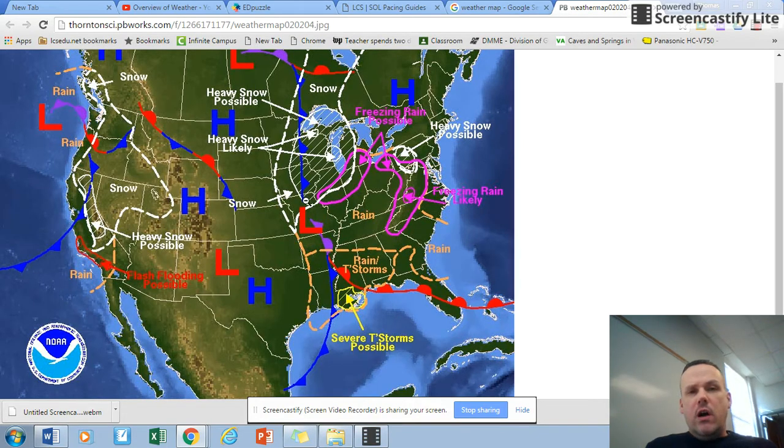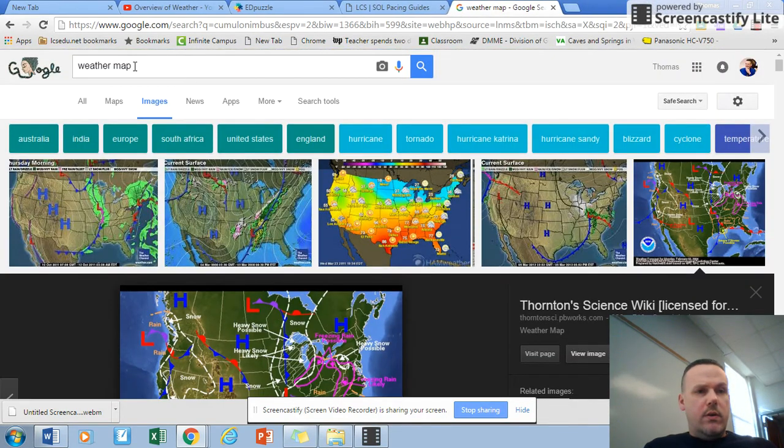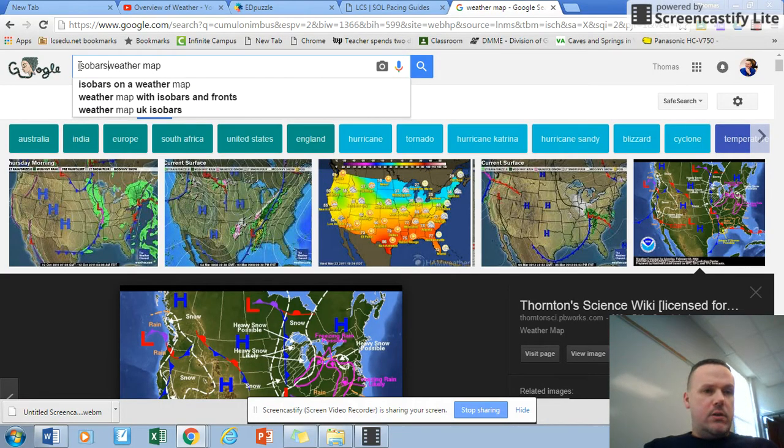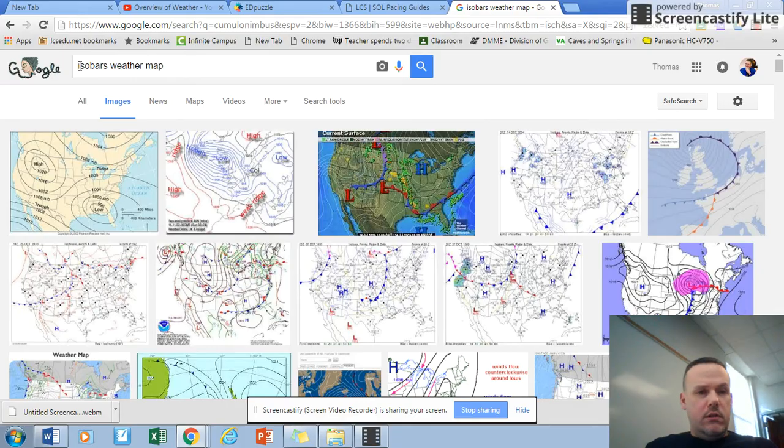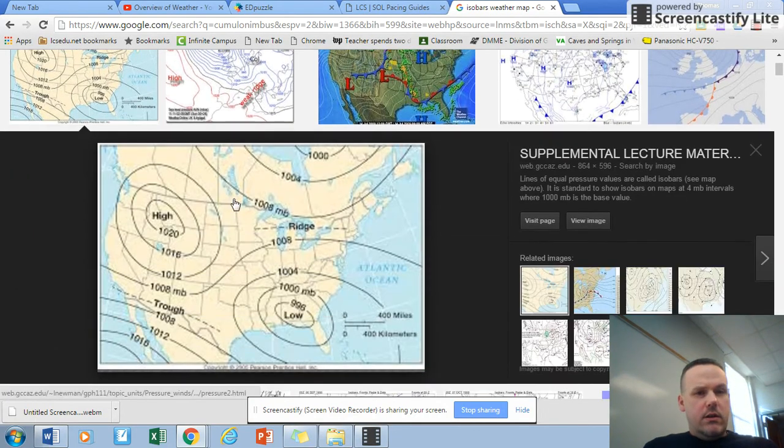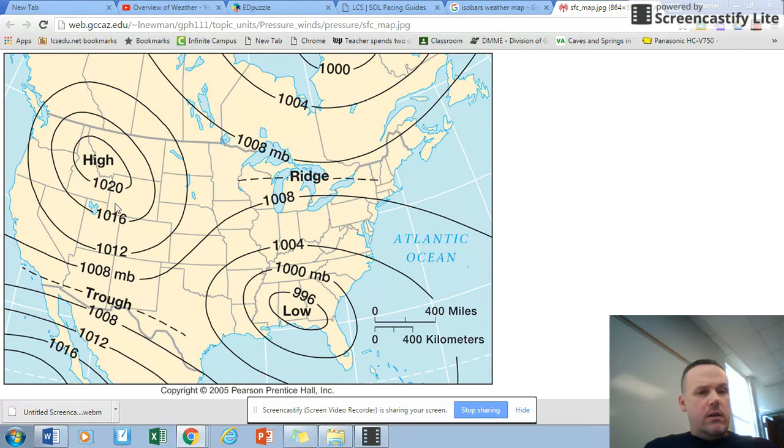They don't show you, I guess, what is it? Isobars dealing with barometric pressure. Let me see if I can pull that up. Isobars on a weather map. So isobars are going to show air pressure and wind. Here, the closer the lines, the higher the wind is going.